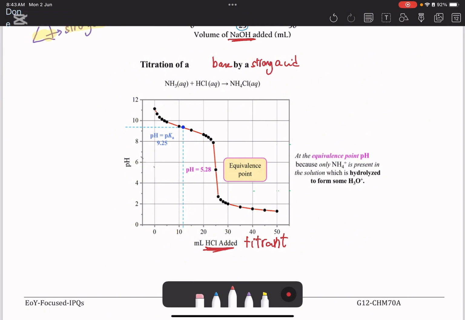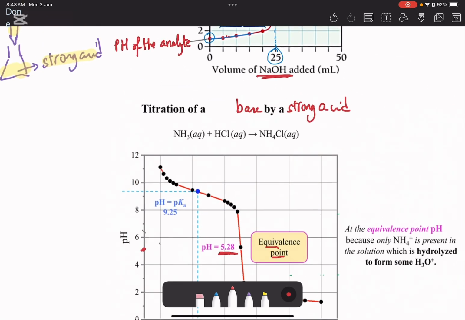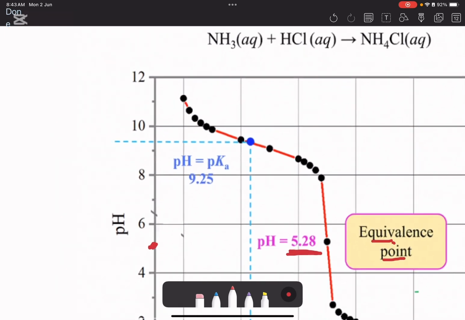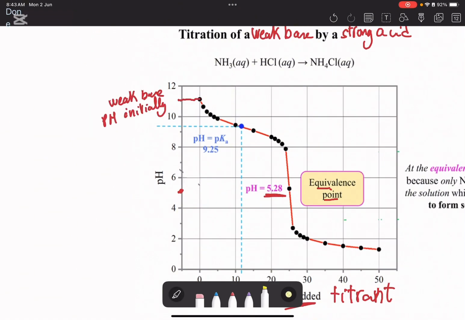Now I just need to check if the base titrated is strong or weak. Let's look at the pH at equivalence point. It is not 7. So we have a weak base and not a strong base. That's one. Second, look from where the curve is starting, from below 12. It means this is indicating a weak base. This is the pH initially, the pH of the analyte at the beginning.